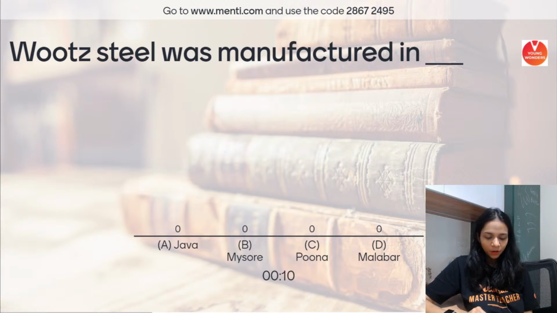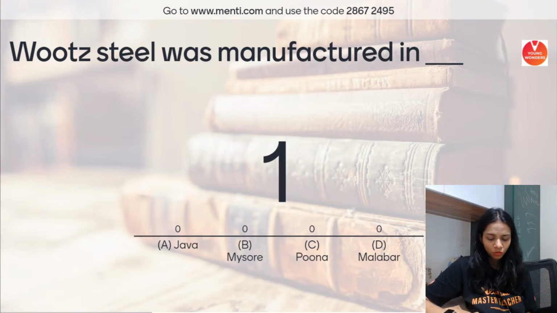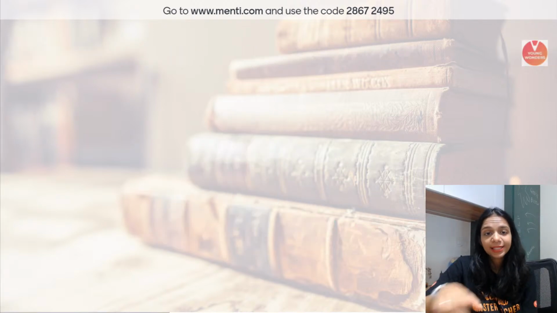Alright, a lot of you are correct. What is a slag heap? So guys, slag heap is the area where many mines are found and ores are found, right? Alright, we have Mysore, that is correct.